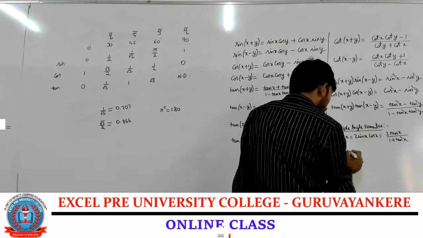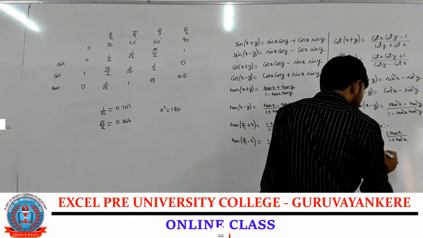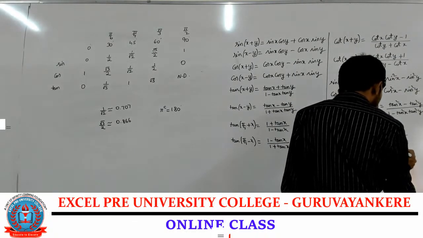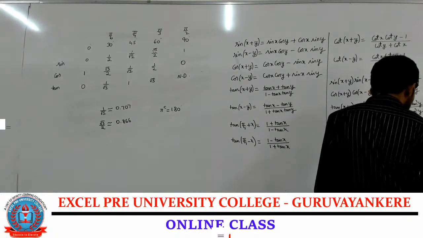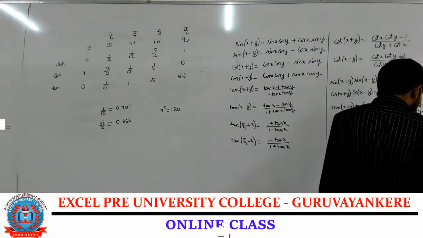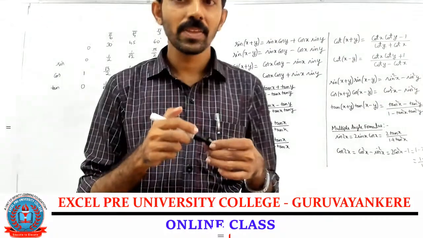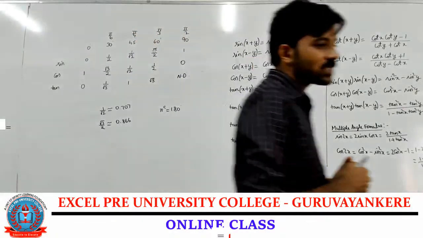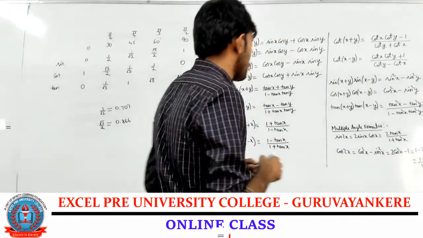Cos 2x is cos square x minus sin square x, which is also equal to 2 cos square x minus 1, which is equal to 1 minus 2 sin square x, which is also equal to 1 minus tan square x divided by 1 plus tan square x. Four formulas are there for cos 2x: cos square x minus sin square x, 2 cos square x minus 1, 1 minus 2 sin square x, and 1 minus tan square x by 1 plus tan square x.